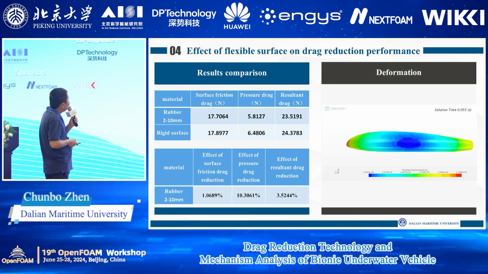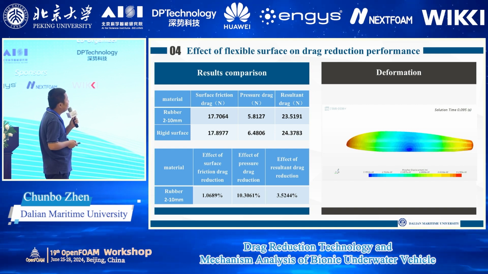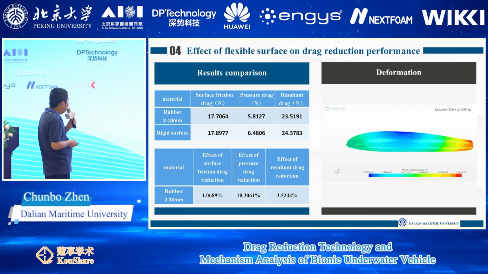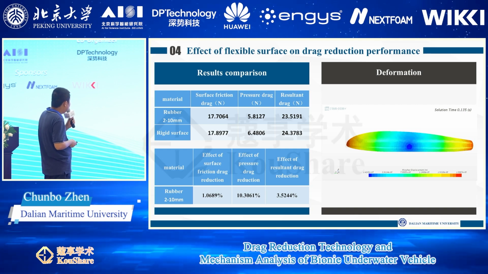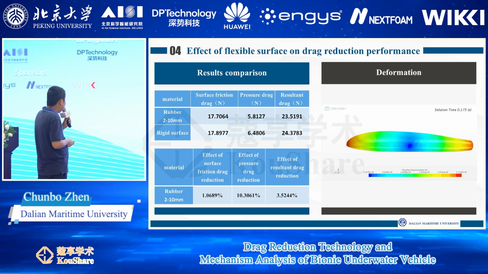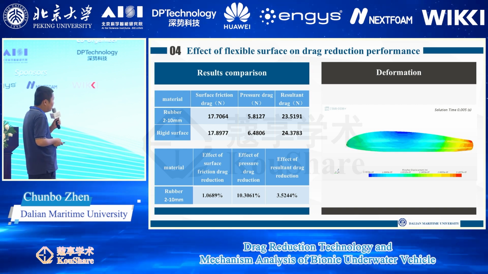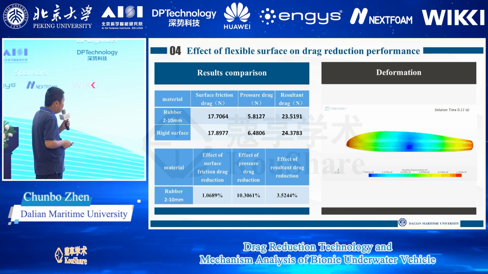This is the effect of flexible surface on the drag reduction performance. From the result, we can see that for the material rubber, for the thickness of 10 millimeter, the effect of drag reduction is effective.